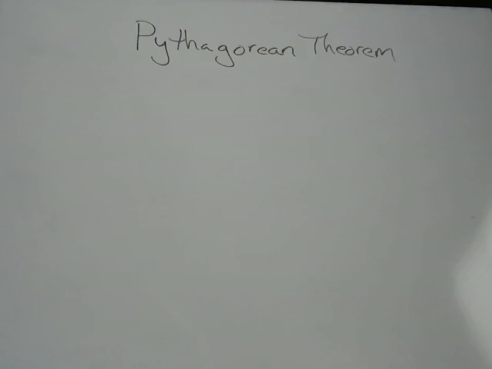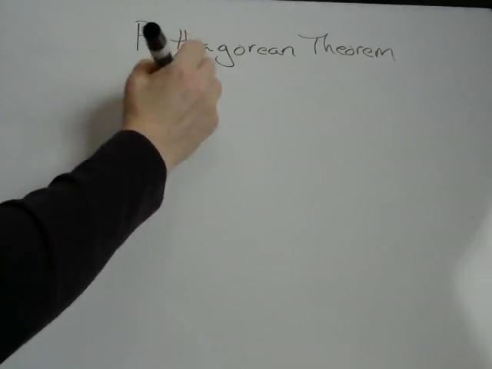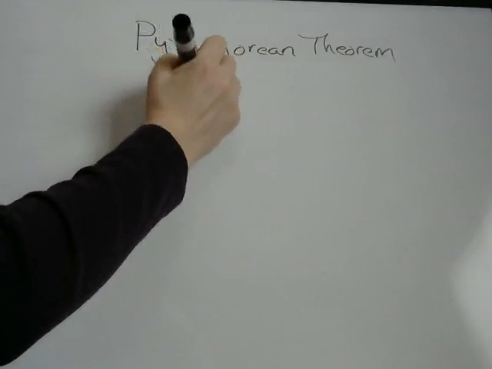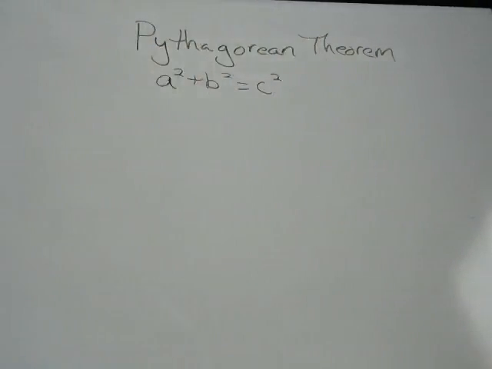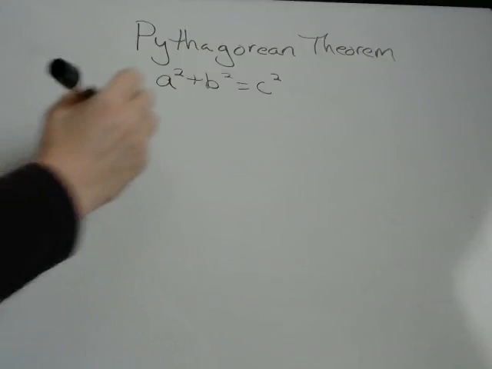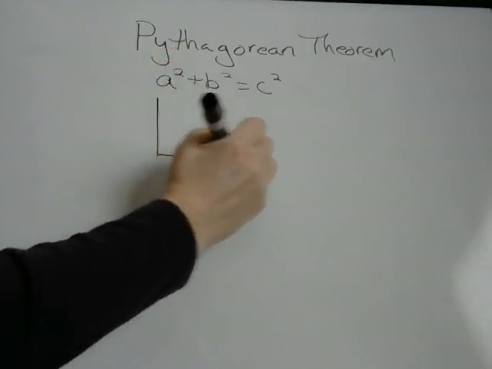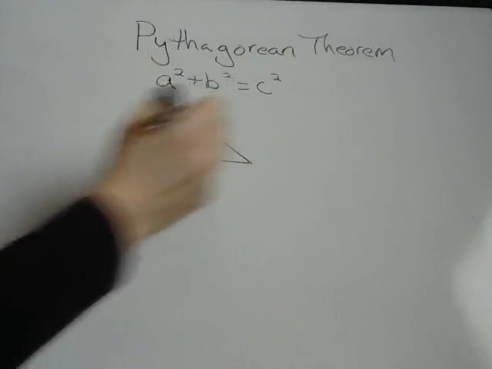Here I'm going to show you how to solve problems using the Pythagorean theorem, and this formula is on your formula sheet, so you don't need to memorize it, you just need to be able to use it to solve problems. The Pythagorean theorem is a squared plus b squared equals c squared, and this is only applicable to problems involving right triangles. So if you don't know what a right triangle is, you need to watch the Triangles Part 1 video.